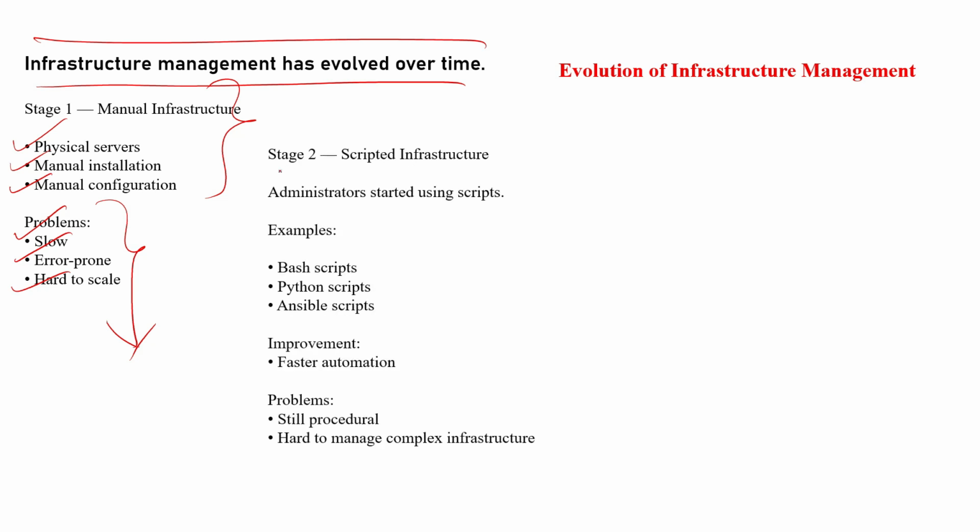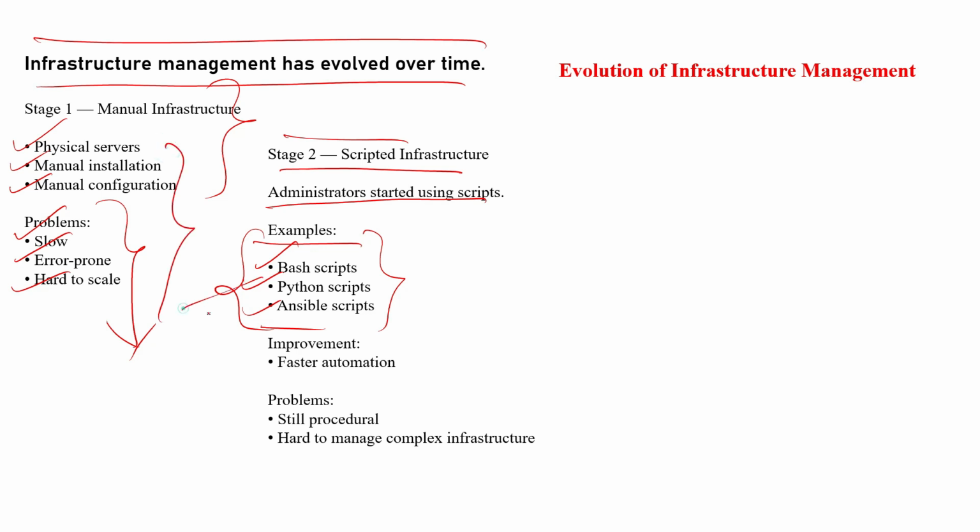Now in the second stage, it was enhanced with the help of scripts. What we did in that part, the administrator created multiple scripts using bash scripts, maybe Python, Ansible, for a certain set of automations, where a lot of automation we were doing with the help of these scripts. So the improvement was faster automation, but the problem was it was completely procedural, hard to manage complex infrastructure. Procedural means we are defining certain static scripts, which we follow to install different kinds of software.